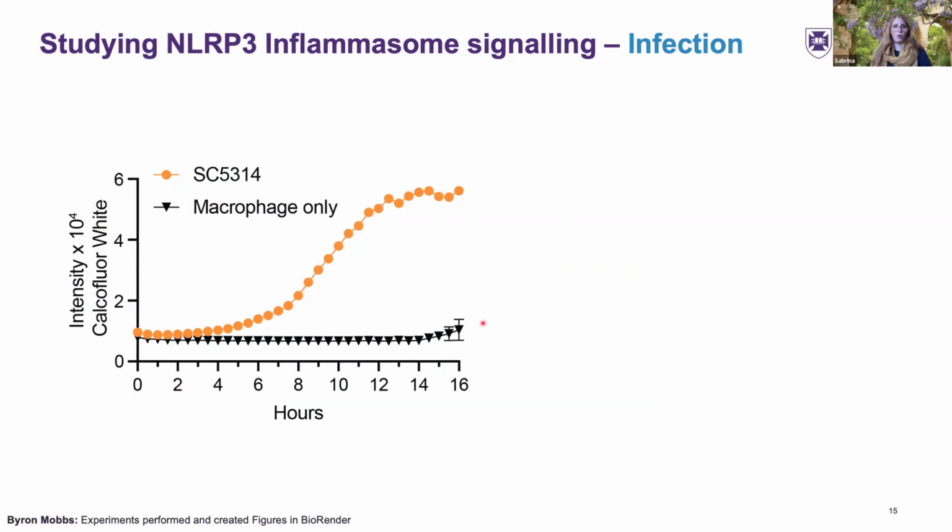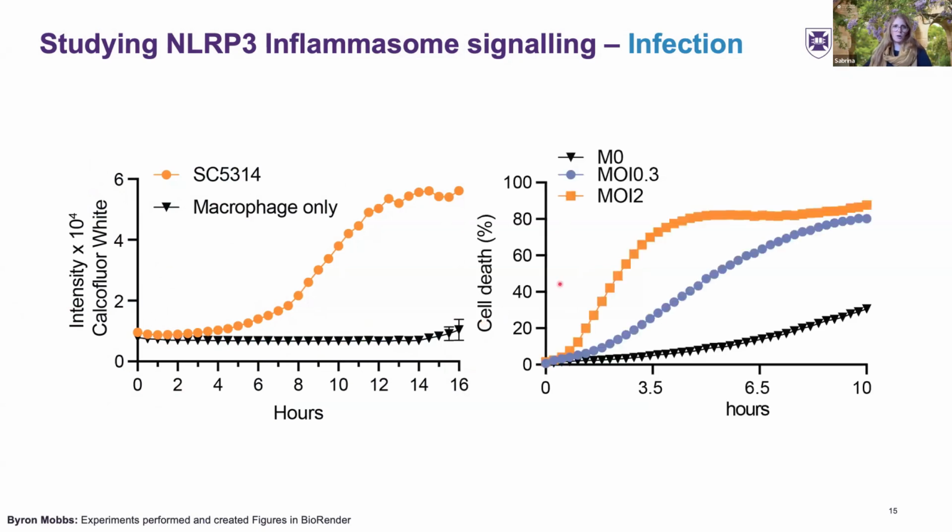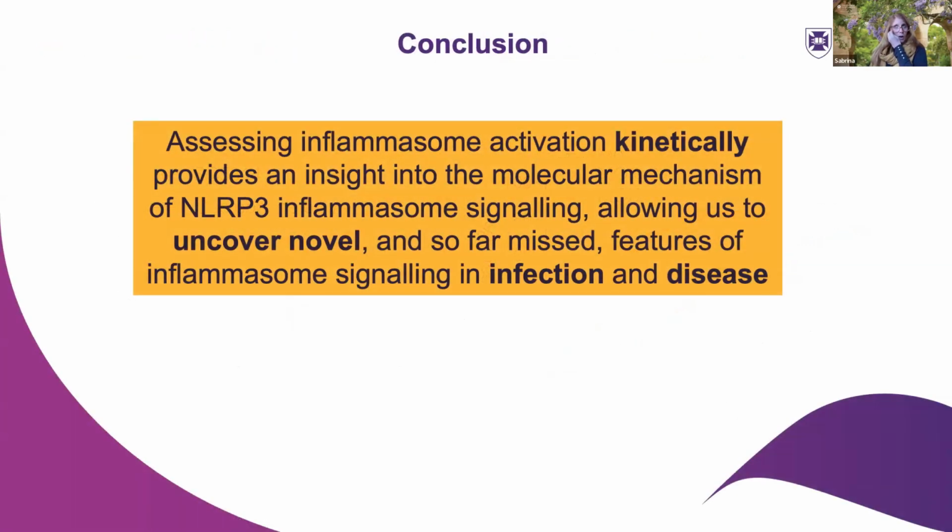And then we can also follow the cell death pattern. So for example, here we used 2 different doses of Candida. We had a low dose, a so-called MOI of 0.3, versus an MOI of 2. And we can really see how the amount of Candida can induce way more cell death compared to, for example, just uninfected macrophages.